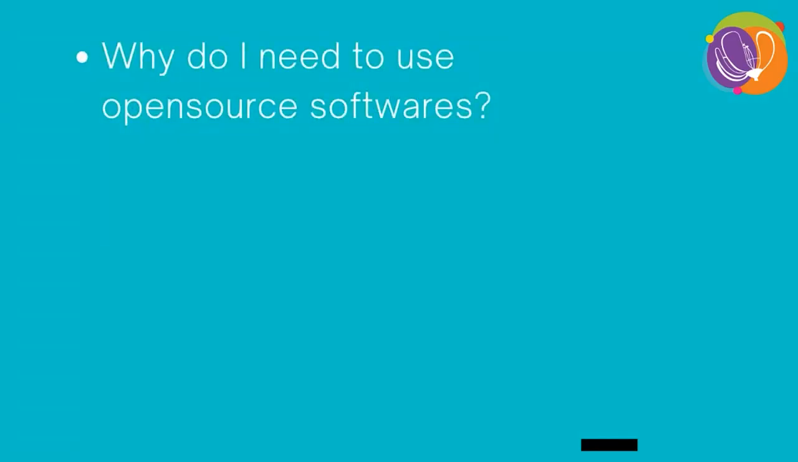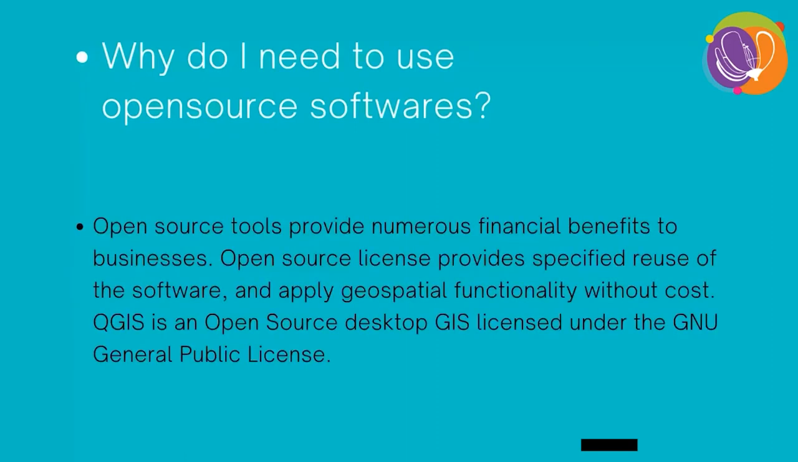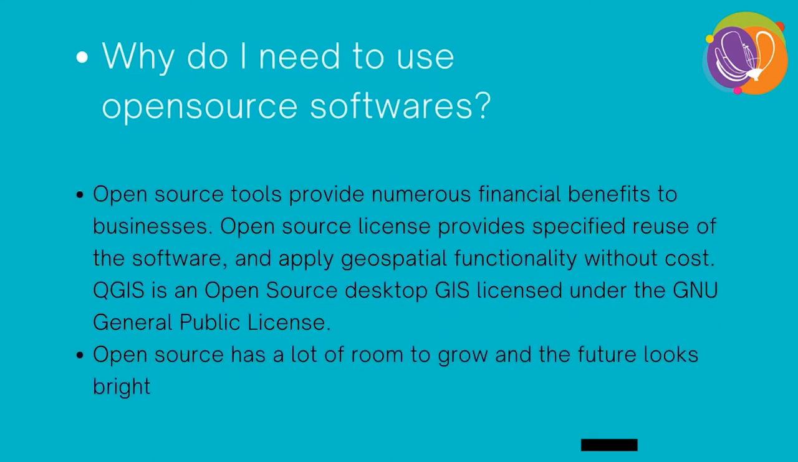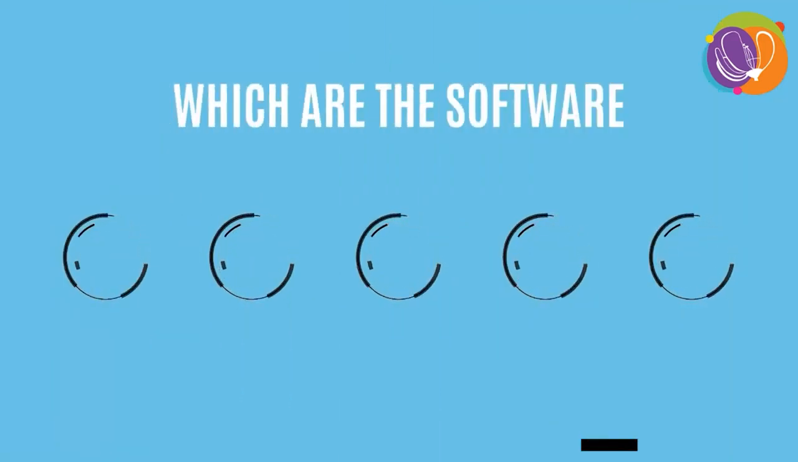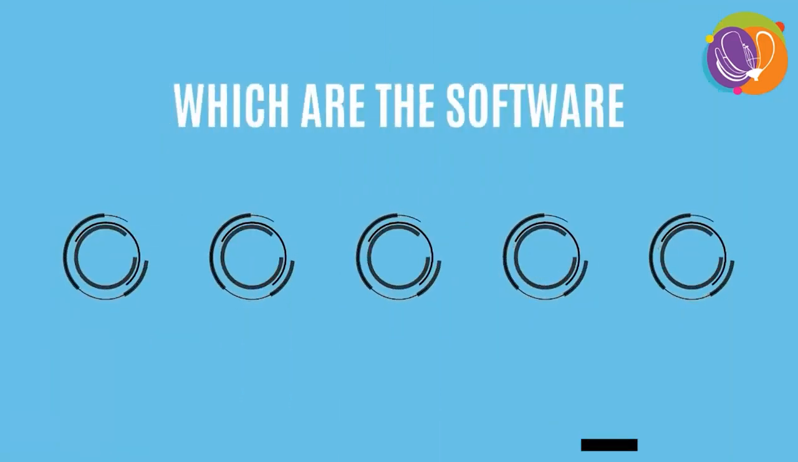The reason why you need to use open source software is the general public license, which allows reuse of the software and application of geospatial functionalities without cost. Open source has a bright future because it has a lot of room to grow. And the software developers of open source have flexibility in the services.